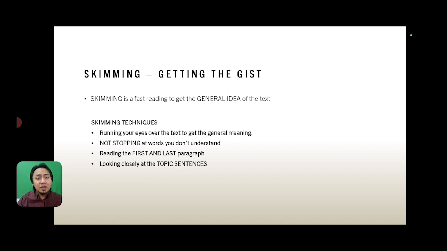And remember not to stop for the words that you don't understand, because understanding every single word is not your priority when it comes to skimming. And reading the first and the last paragraph will also help you get the gist to understand the general idea of a text. And also look closely at the topic sentences of the text.